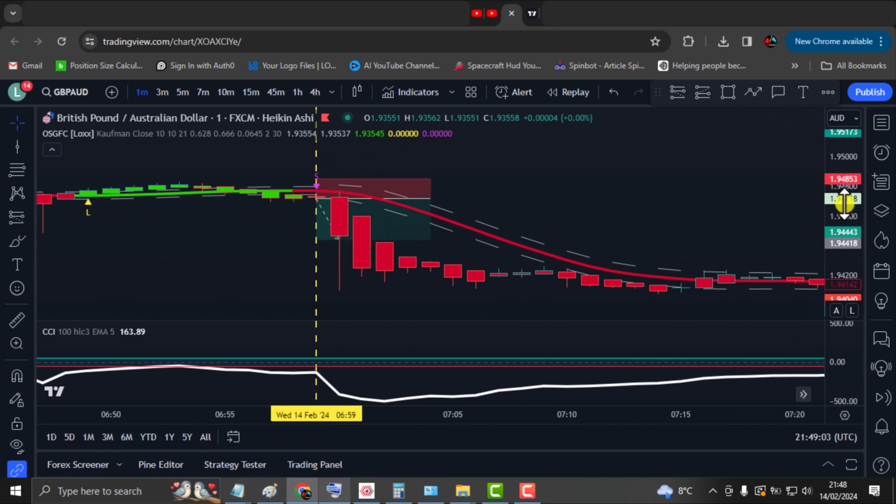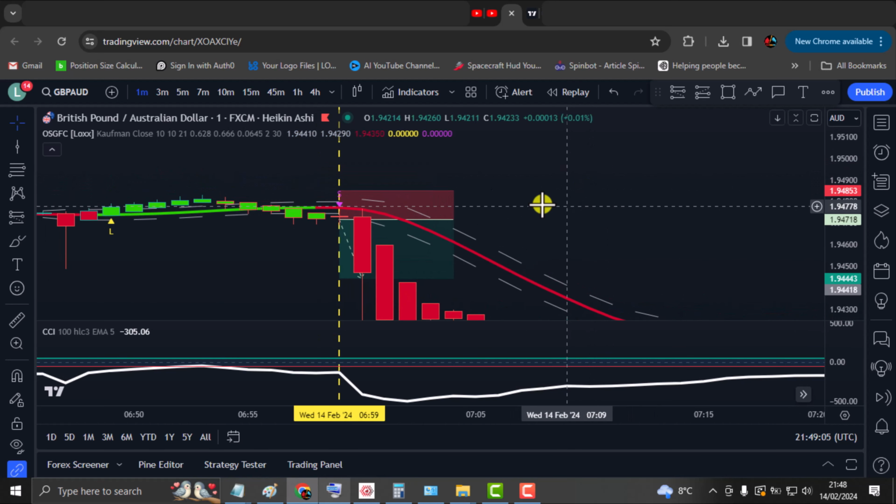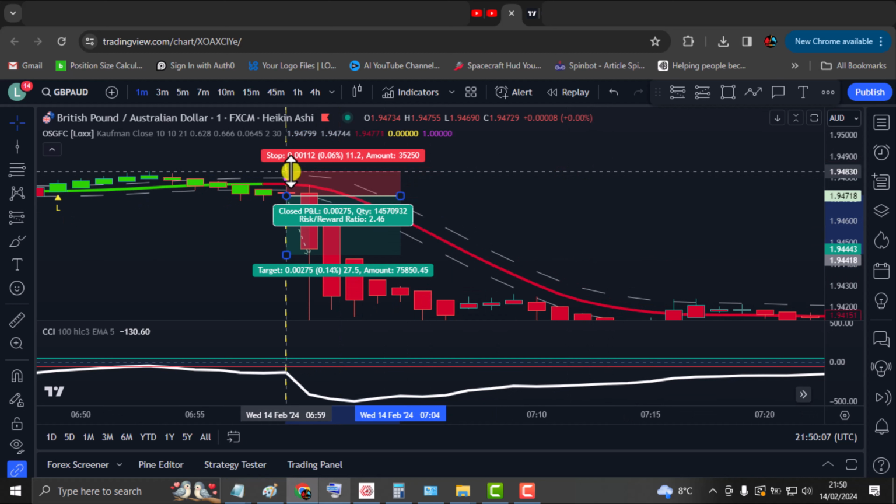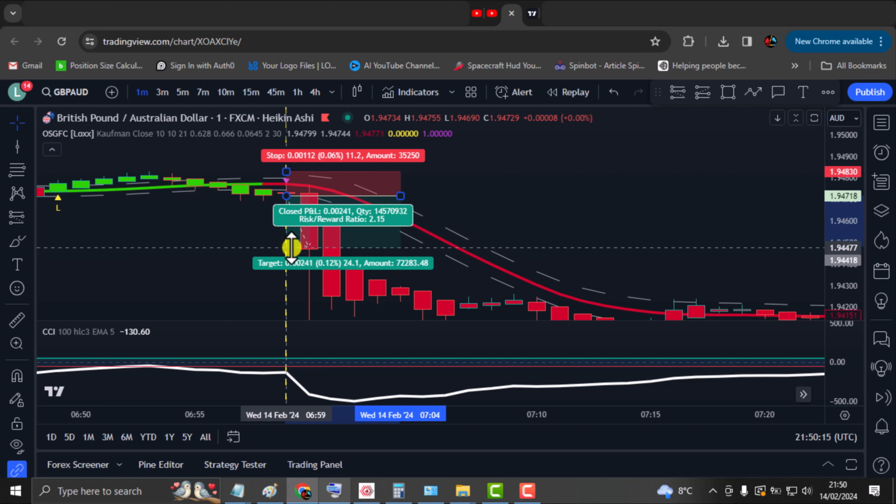But what about the stop loss? The stop loss can be just above this recent high over here. We're gonna aim for a risk-reward ratio of 2.